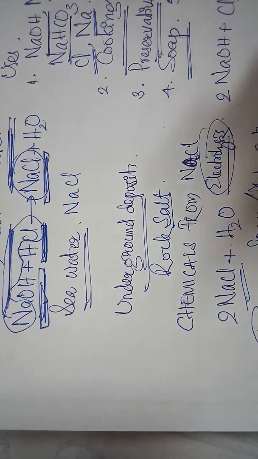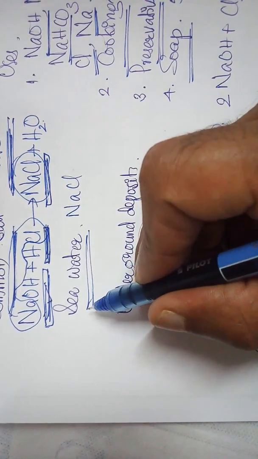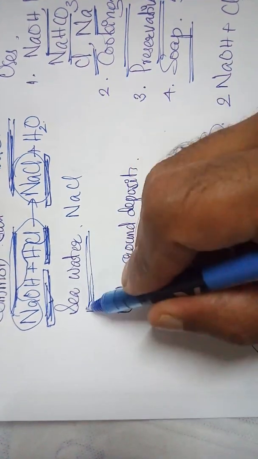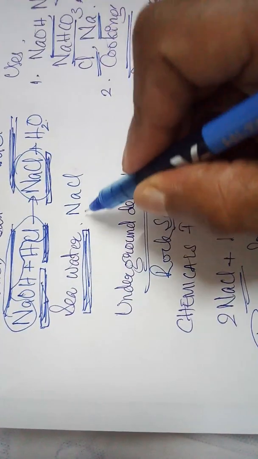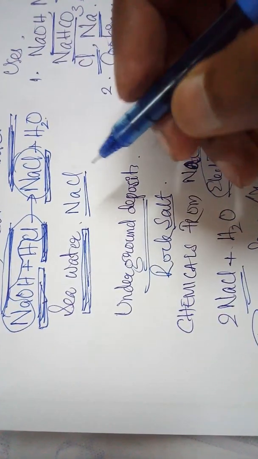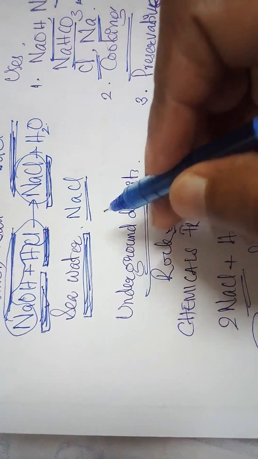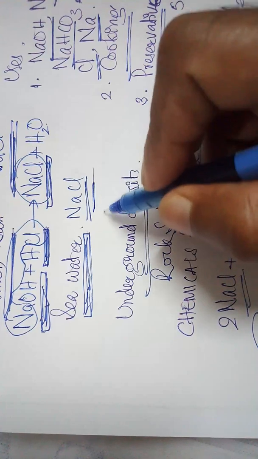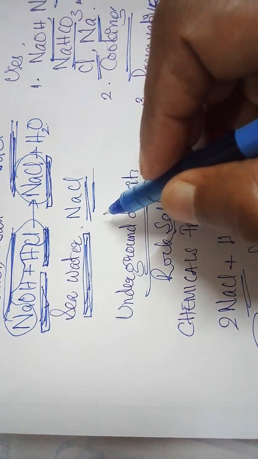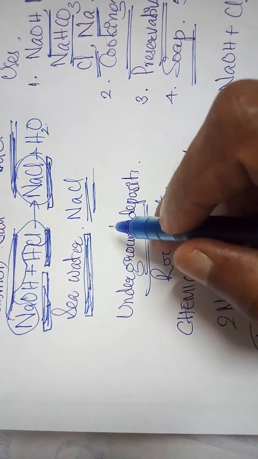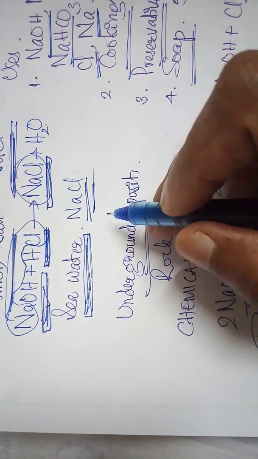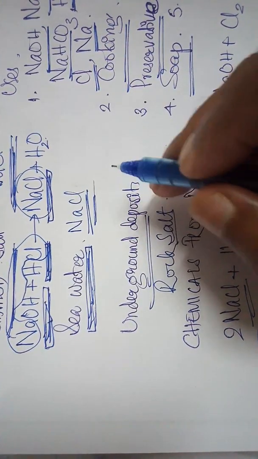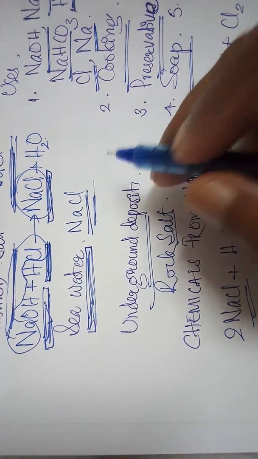Now, in a large quantity, how will we obtain sodium chloride? The first method is from seawater. Seawater contains many dissolved salts in it. The major salt present in seawater is sodium chloride itself. Seawater is trapped in large shallow pools and allowed to stand there. The sun's heat evaporates the water slowly and common salt is left behind.